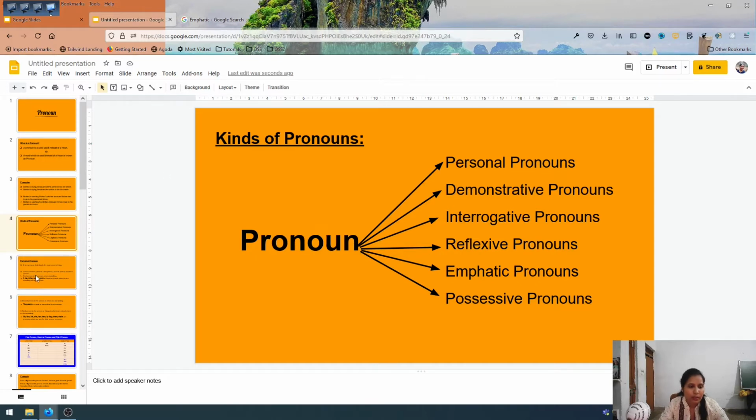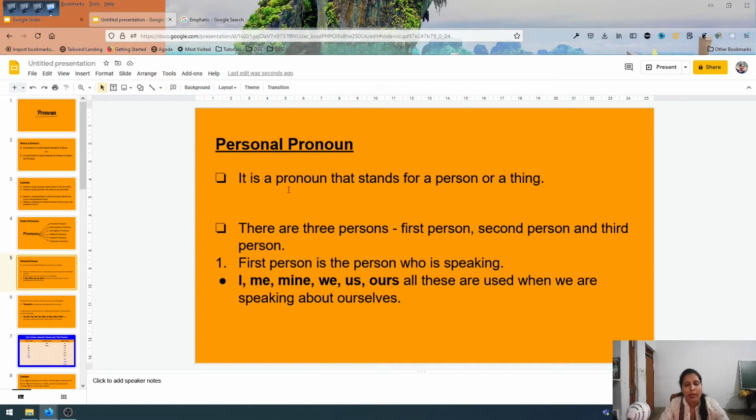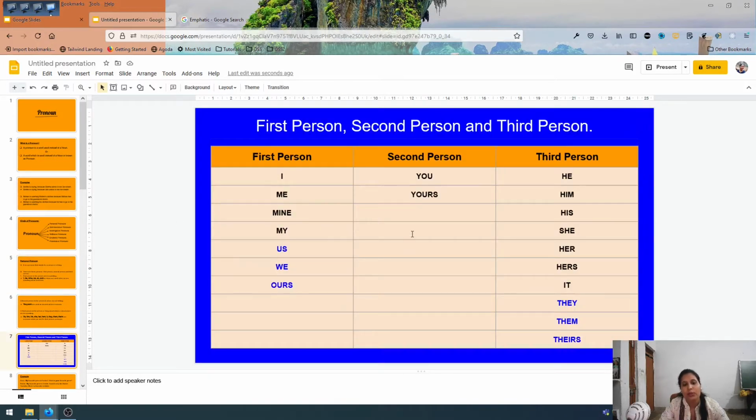Yes. So in our last class we saw what is personal pronoun. It is a pronoun that stands for a person or thing. So it can be divided into 3 persons, that is first person and second person and third person. So for first person we use the pronouns like I, me, mine, my when we are talking about only one person. Okay, and when we are talking about more than one person, that time we use us, we, ours. Okay, so all these pronouns are first person pronouns.